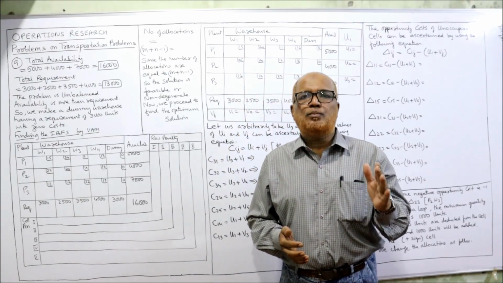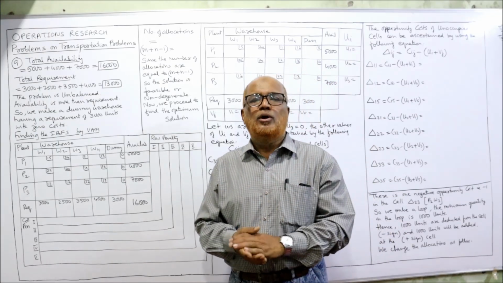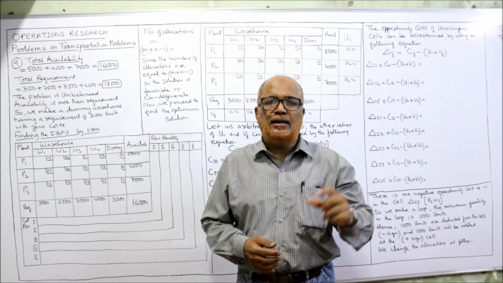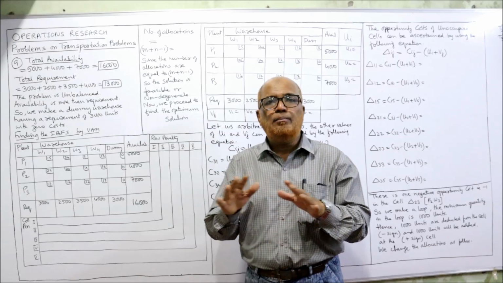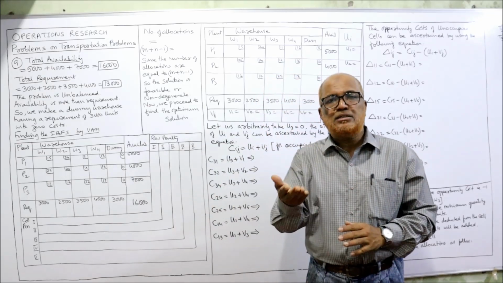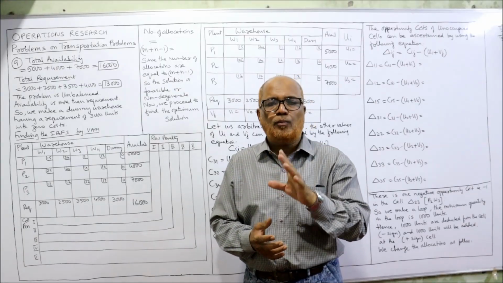So far in the 8 problems we have done, the problems were balanced. Total supply and total demand were both equal, but in this problem it is unbalanced. So we have to make it balanced and then we can find out the IBFS. That is a new point.